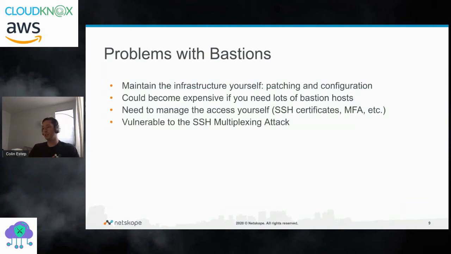That includes managing SSH certificates. Maybe you have an identity provider you want to connect to. You've got to connect all that plumbing. You've got to worry about the MFA being in place if you enforce MFA when someone's using your Bastion host in order to gain access to your infrastructure. You're still dealing with all of that. Plus, it is vulnerable to this SSH multiplexing attack that we're going to talk about next. So these are just a few of the problems that you could run into if you're running your own Bastion hosts.